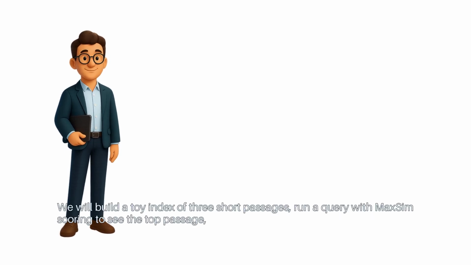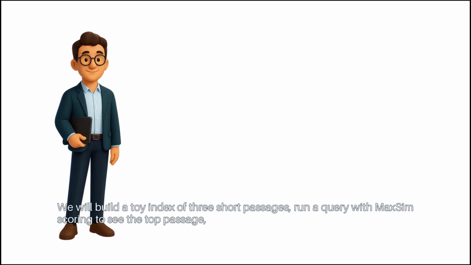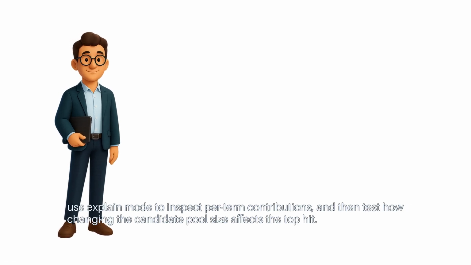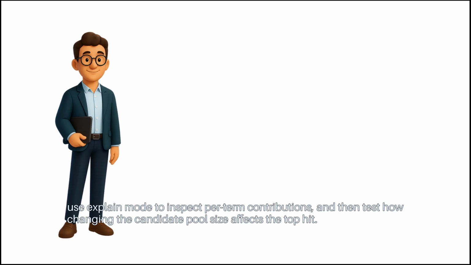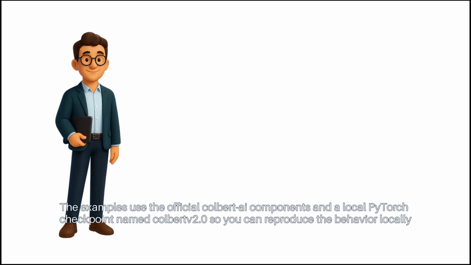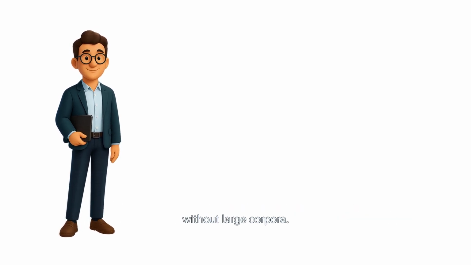We will build a toy index of 3 short passages, run a query with MaxSim scoring to see the top passage, use explain mode to inspect per-term contributions, and then test how changing the candidate pool size affects the top hit. The examples use the official colbert-ai components and a local PyTorch checkpoint named colbertv2.0, so you can reproduce the behavior locally without large corpora.